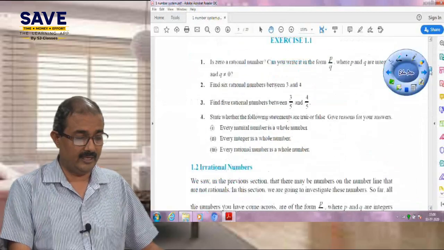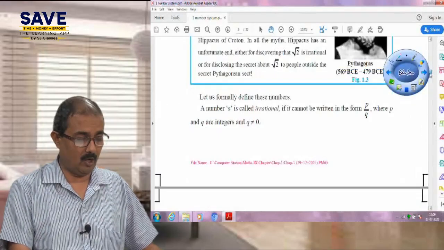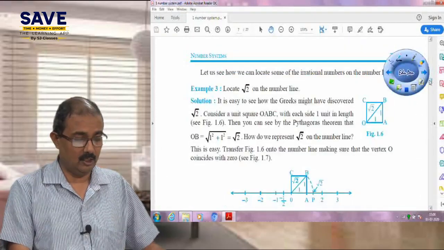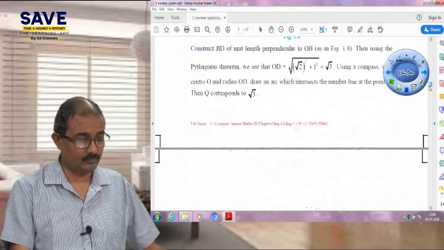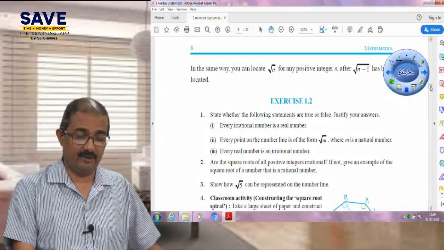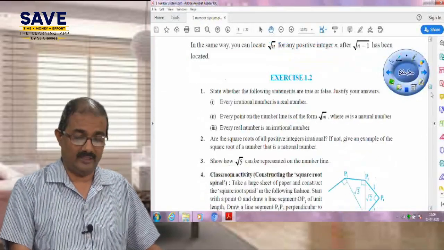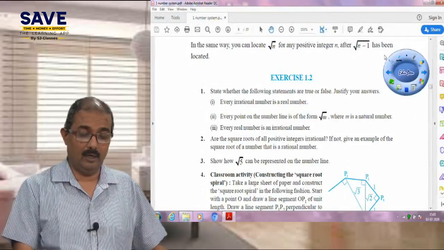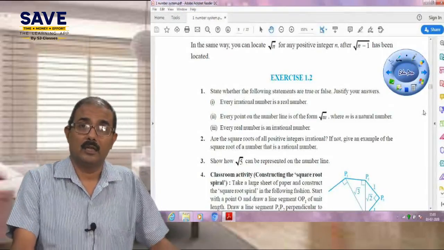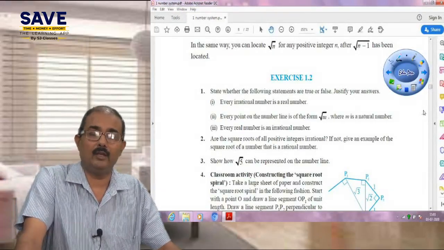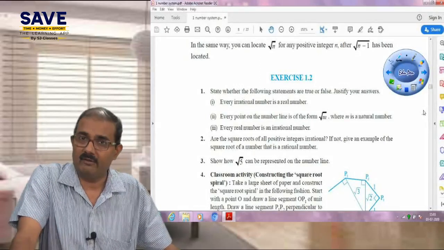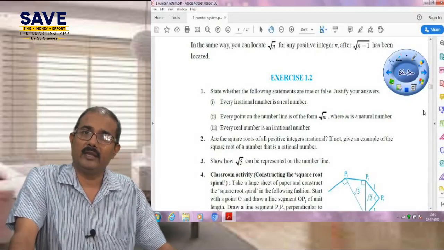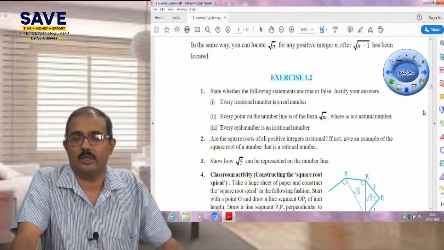So this is exercise 1.1 of your NCERT book, and as I have told you, we will discuss each and every question of your NCERT book. After that, we will discuss some extra questions which will be very useful for your examination. You should have faith in me that if you follow the steps I told you, you will certainly get very good marks in your examination.